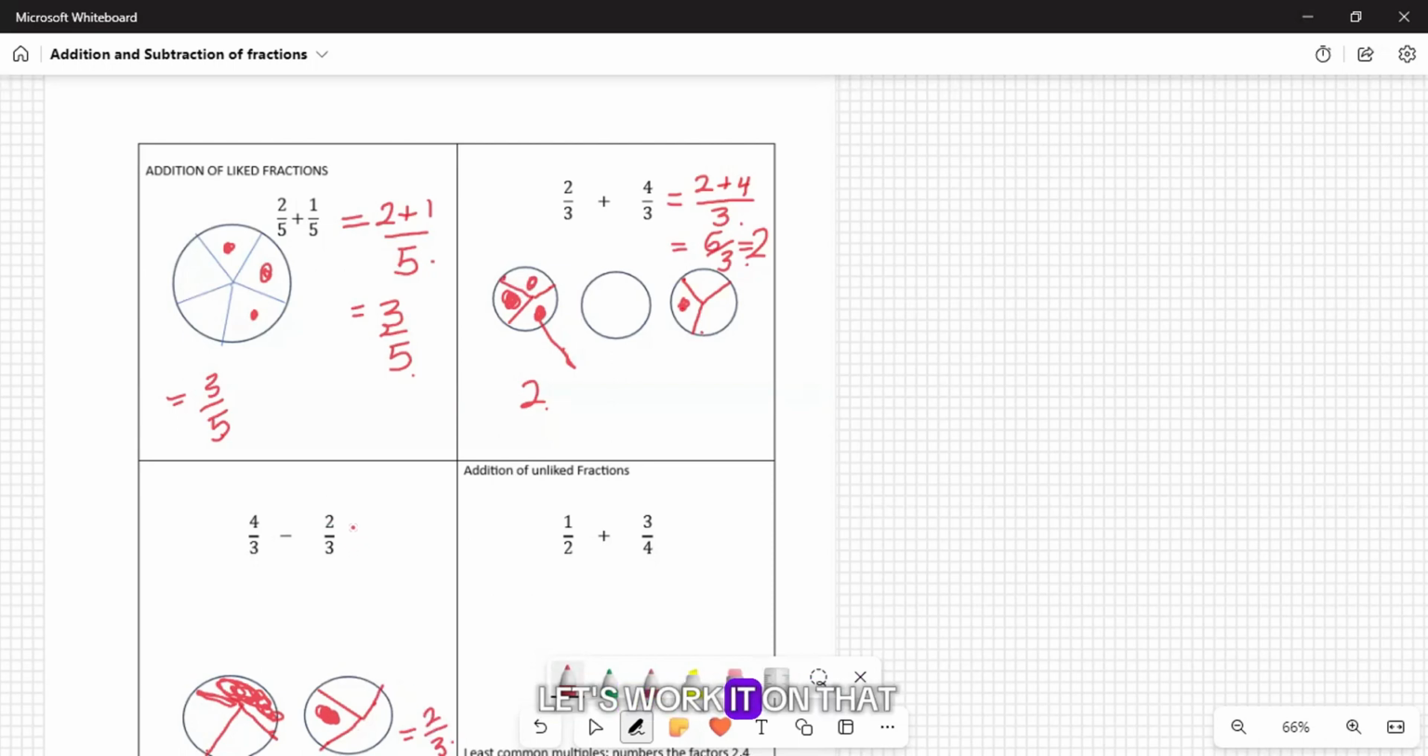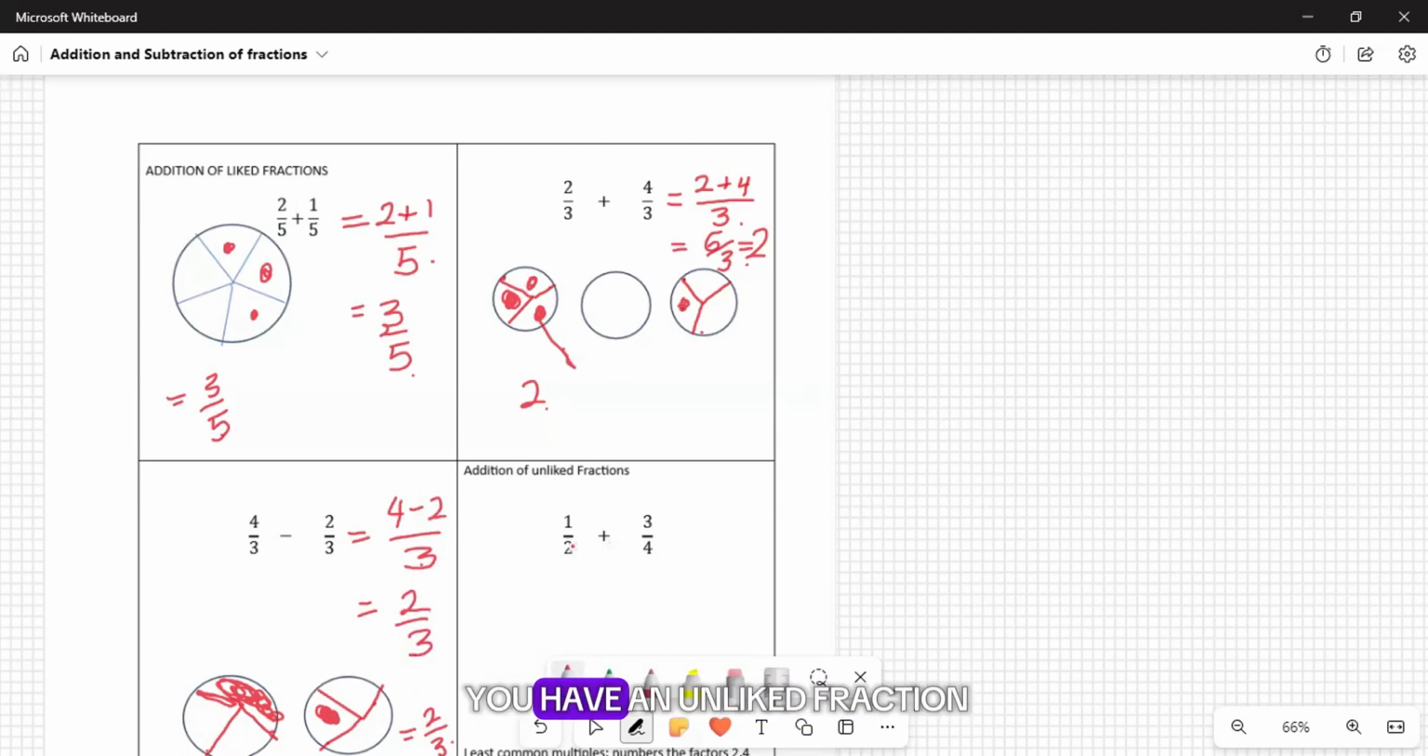And let's work on that. So if you have the like fractions, you can easily view them. So this will give you 4 minus 2 divided by 3. So 4 minus 2 will give us 2. And that is why we'll get 2/3 by the method.